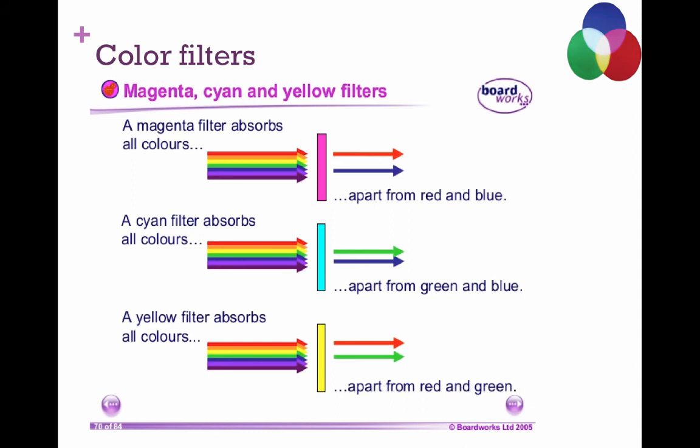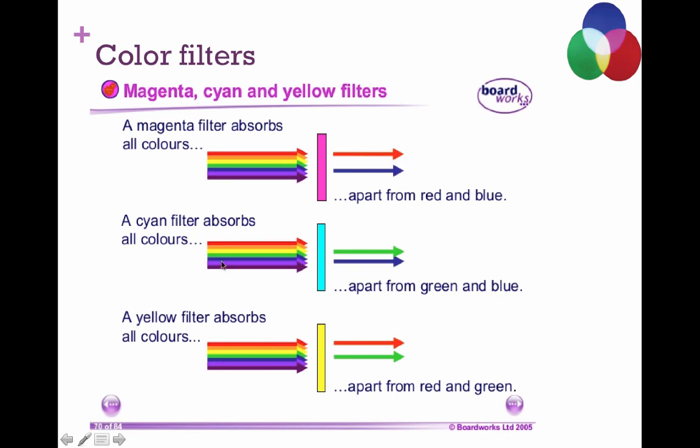Let's say you've got all colors coming in from the left and a magenta filter. The magenta will absorb everything except for red and blue. Red and blue add to look like magenta to us. So what we see through that filter is magenta.